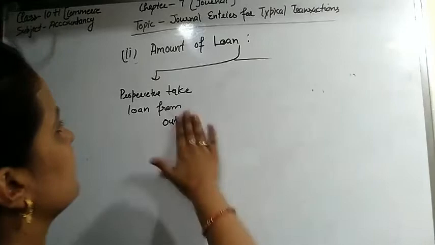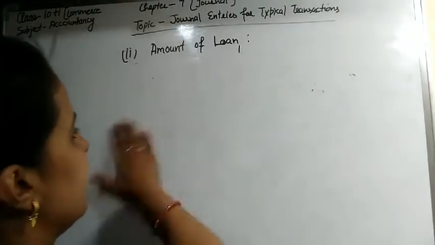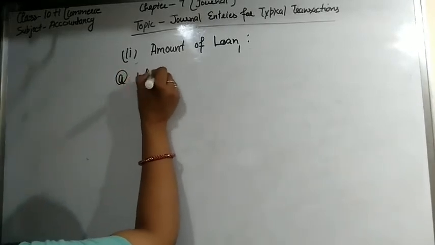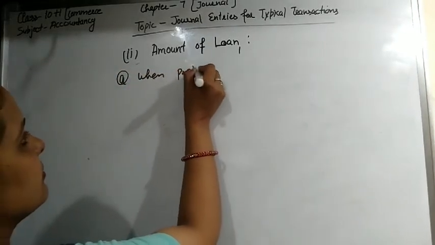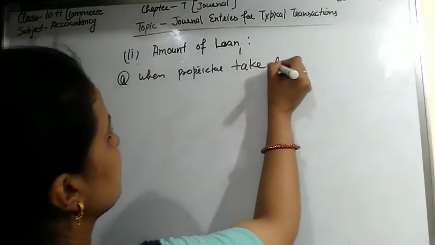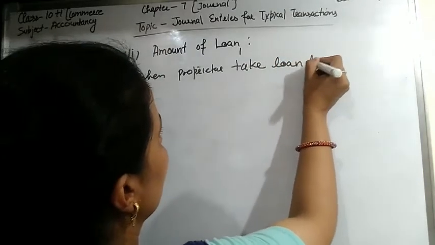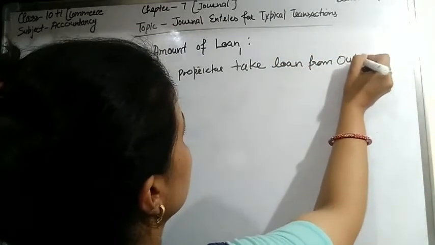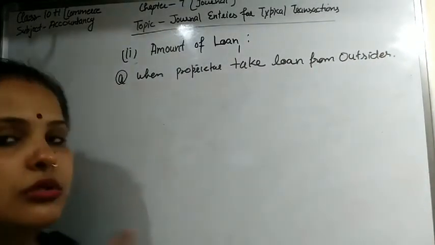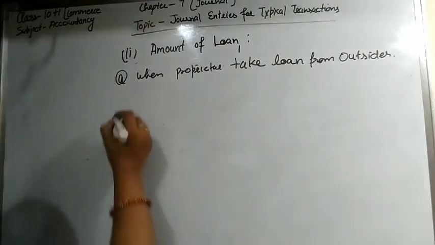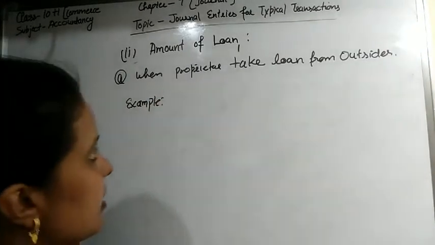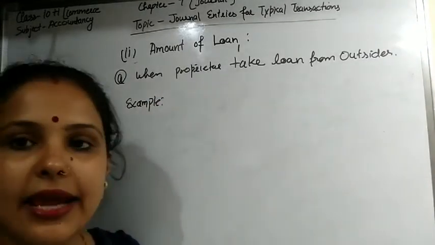First of all, we learn what entry should be passed when the proprietor takes loan from an outsider. Okay students, we will understand this transaction through an example: how to pass the journal entry when the proprietor takes loan.